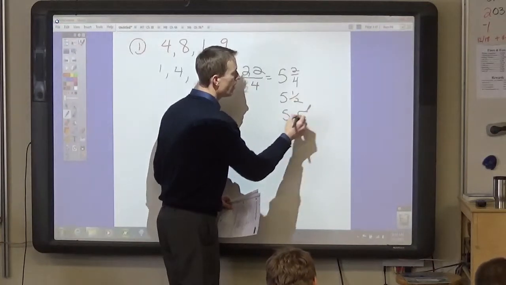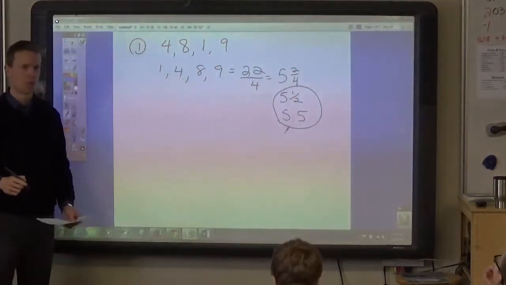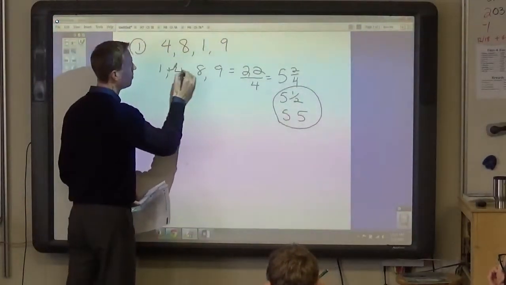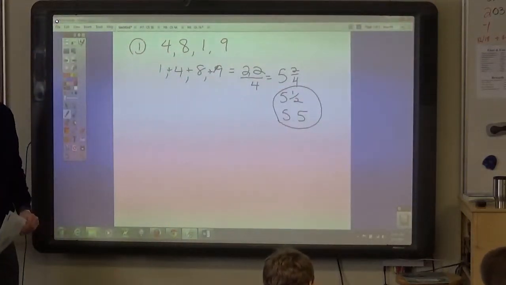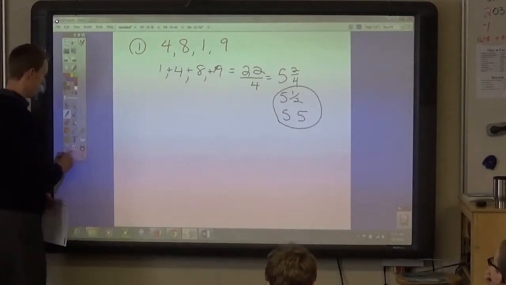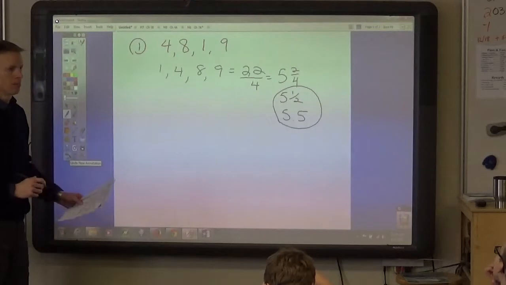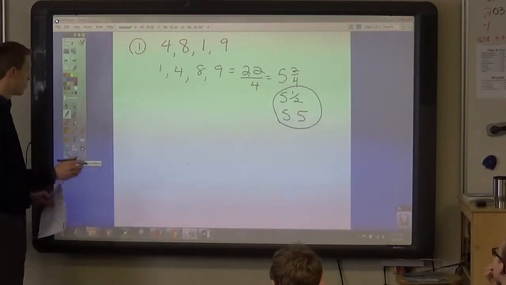So either of these are okay. This one's not okay because we have to put it in lowest terms. So that's the mean, isn't it? We add them all up and divide by the number of numbers in the set. Right? Any questions on the mean? Let's go to the median.